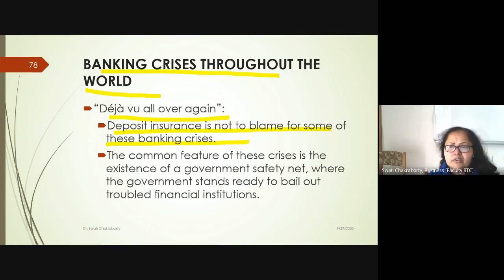The common feature of these crises is the existence of a government safety net, where government stands ready to bail out all the troubled financial institutions. That is the government safety net. Government is there for any financial institution that is having trouble, right? So that's where the problem came up.